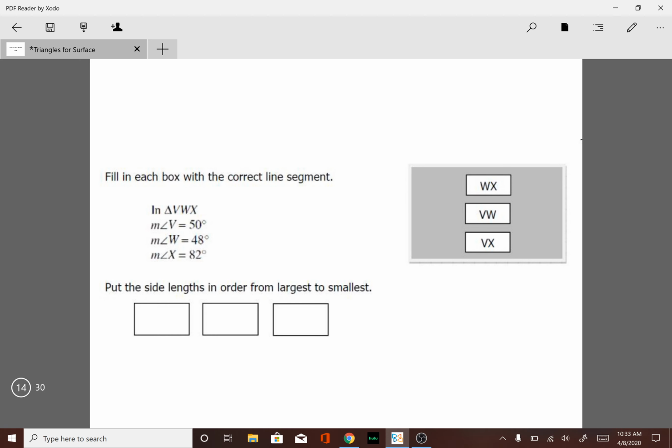Fill in each box with the correct segment. Put the side lengths in order from the largest to smallest. So if we have our triangle, V, W, and X, means we have 50, 48, and 82. So if we want our largest side first, it's going to be across from the 82. So it's going to be WV. Our middle side is across from the 50. That'll be WX. And our last side, our only one we haven't had, has to be VX.